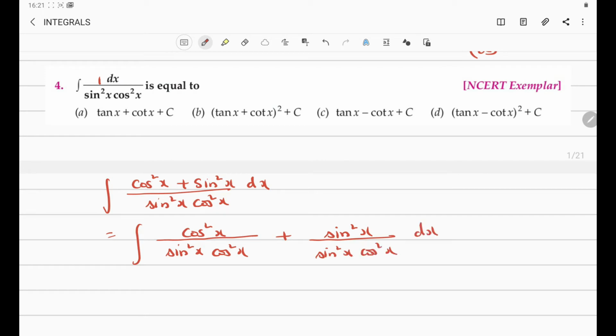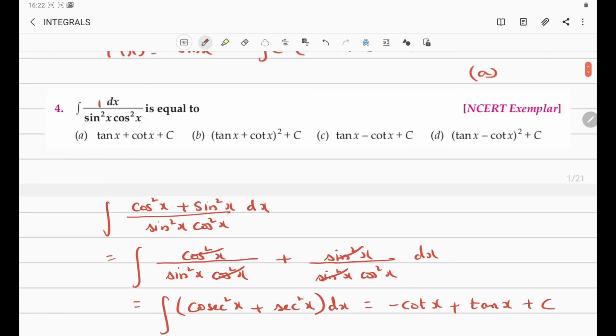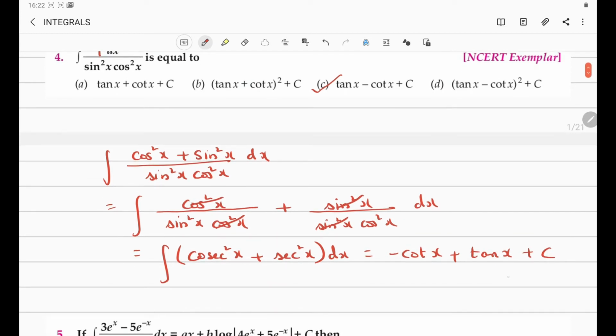Now let us try to simplify this. Cos square x gets cancelled here and sin square x gets cancelled. So we get this as integral of 1 by sin square x, that is cosecant square x, plus 1 by cos square x, that is secant square x, dx. So integral of cosecant square x is minus cot x plus integral of secant square x is tan x, plus c. So the right option is tan x minus cot x plus c. Tan x minus cot x plus c is option C. So option C is the right choice.